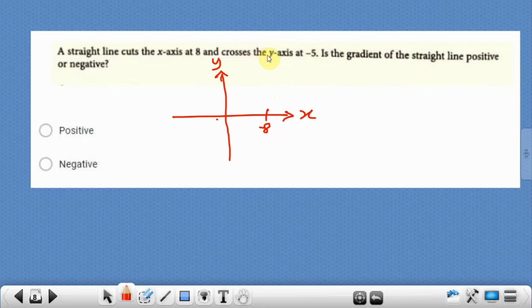And crosses the y-axis at -5. So -5 is here on the y-axis. Is the gradient of the straight line positive or negative? If we connect these two points, the gradient will be like this. From left to right, this line inclines up. When it inclines up, it means it is positive. It will give you a positive gradient. Okay, next.